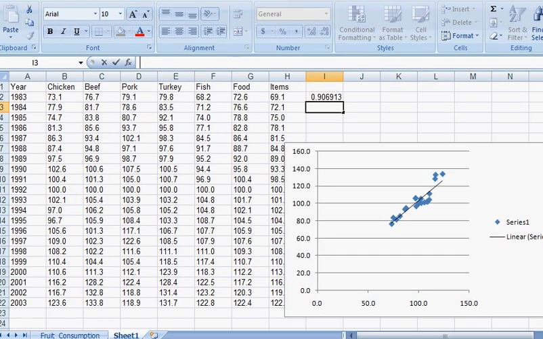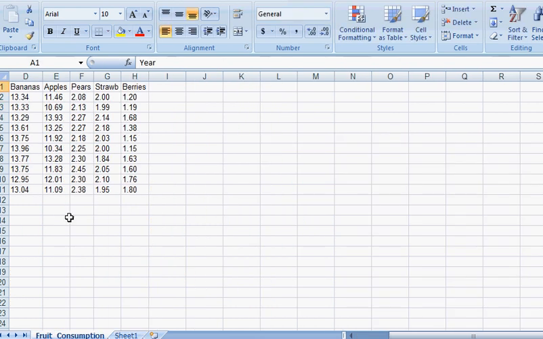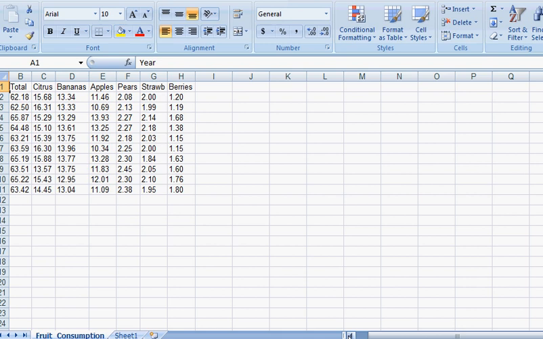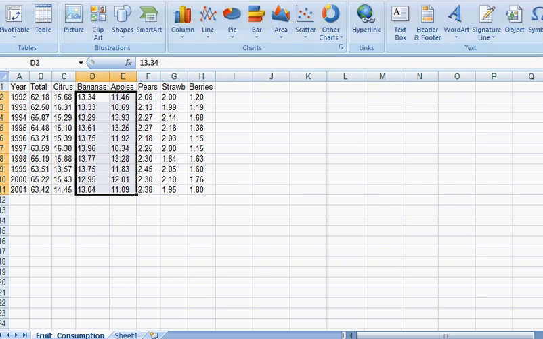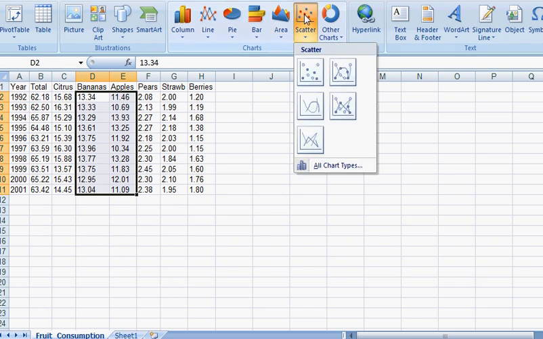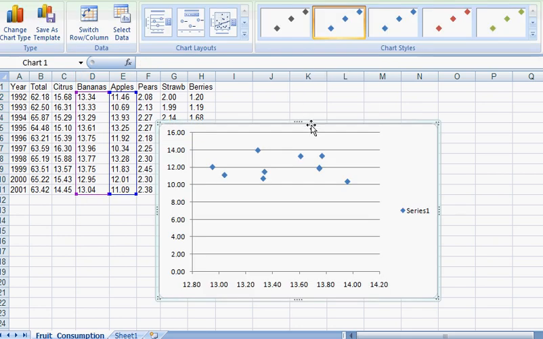Now I'm going to change the data set to consumption of fruit. And we can see here amounts of fruit consumed over various years. Let's take, for example, see whether there's any correlation between the consumption of bananas and the consumption of apples. We always check with the scatter plot first, and we can see that they seem to be scattered around the place.